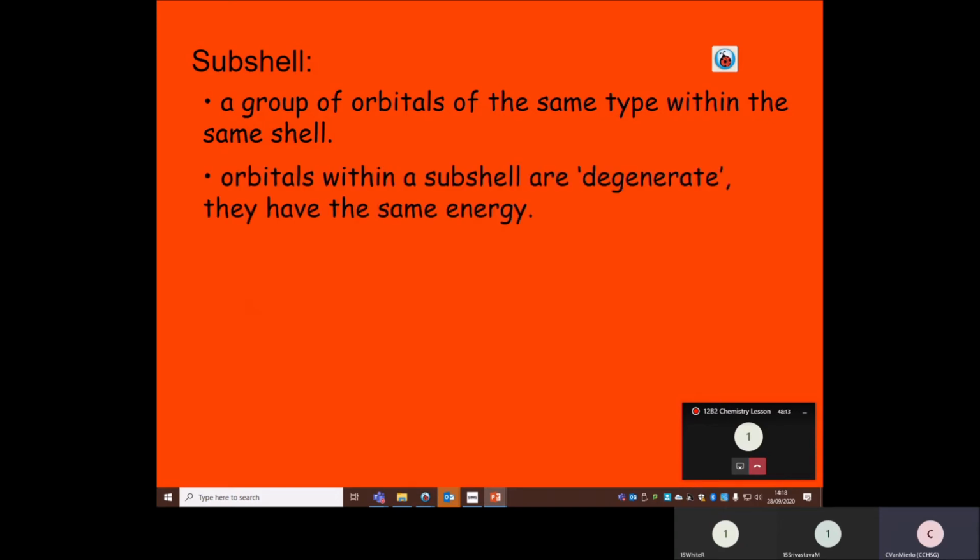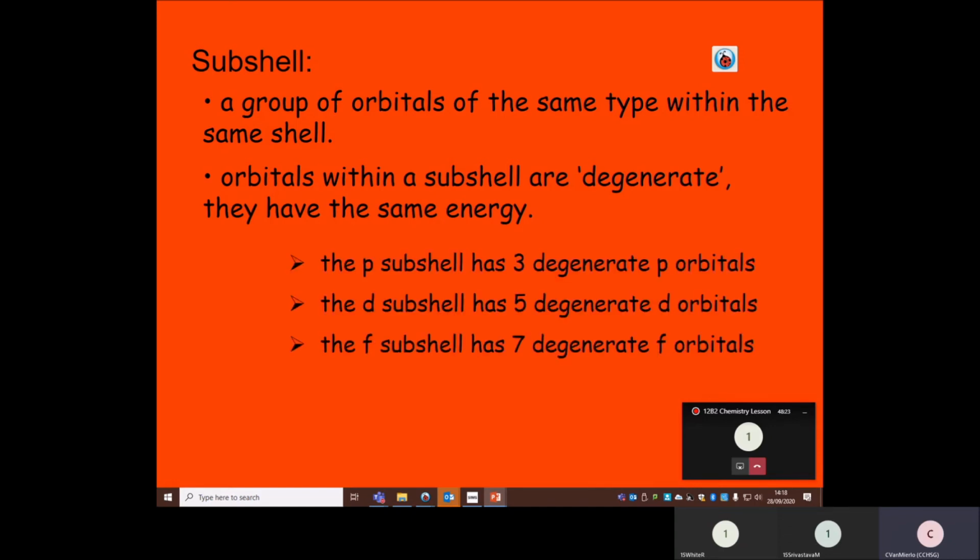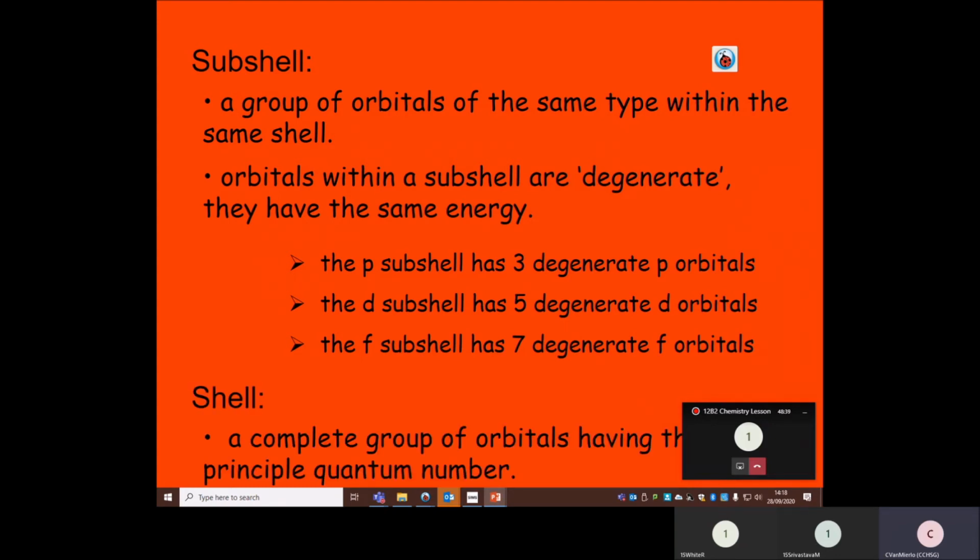Orbitals within a subshell, we call them degenerate, and they have the same amount of energy, so they're equivalent to each other. They're just orientated differently around those axes. And so we can say that the p subshell has 3 degenerate p orbitals, those 3 that we saw drawn out. Any d subshell has 5 degenerate d orbitals, and an f subshell has 7 degenerate f orbitals. Okay, and we've just seen all those diagrams.